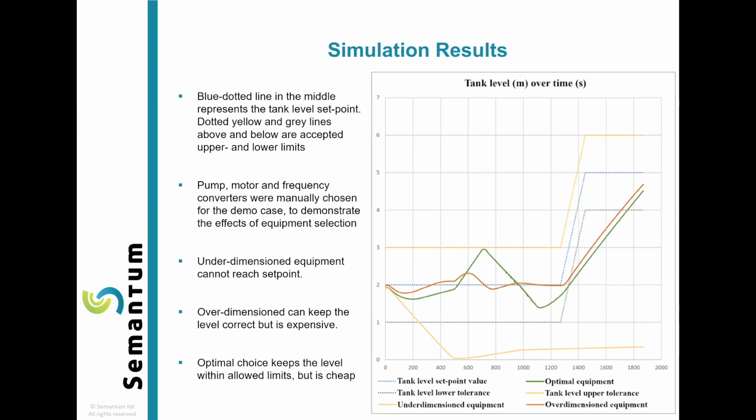So from these simulation results, we can see that the underdimensioned equipment couldn't even reach the set point, it just flat refused to do it. It wasn't powerful enough. And the overdimensioned is keeping it very well. You can see it's the brown line. However, it's costly. It's too big. So even though it's fulfilling its task perfectly, it's costing too much. So what we wanted to check was, okay, a bit smaller one, is it still able to do it? And yes, it was. So the optimal choice is something that does the task at a lower cost, but within the limits.